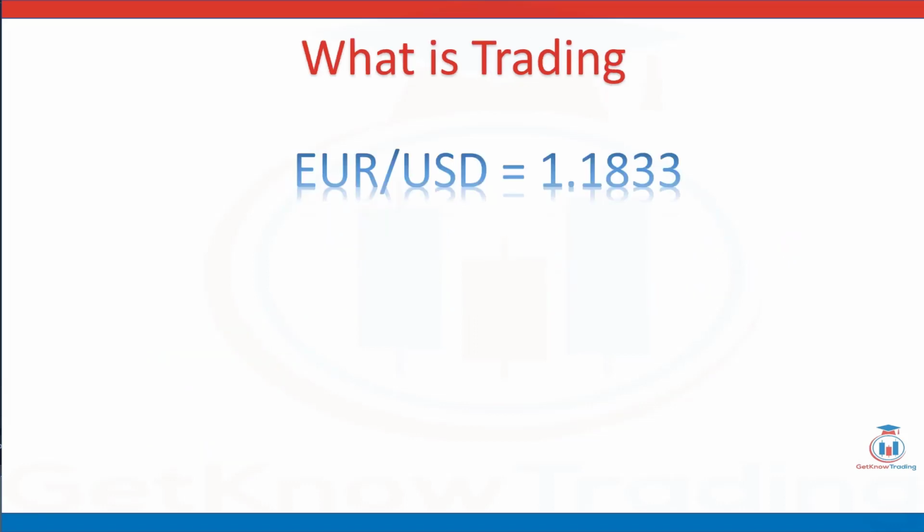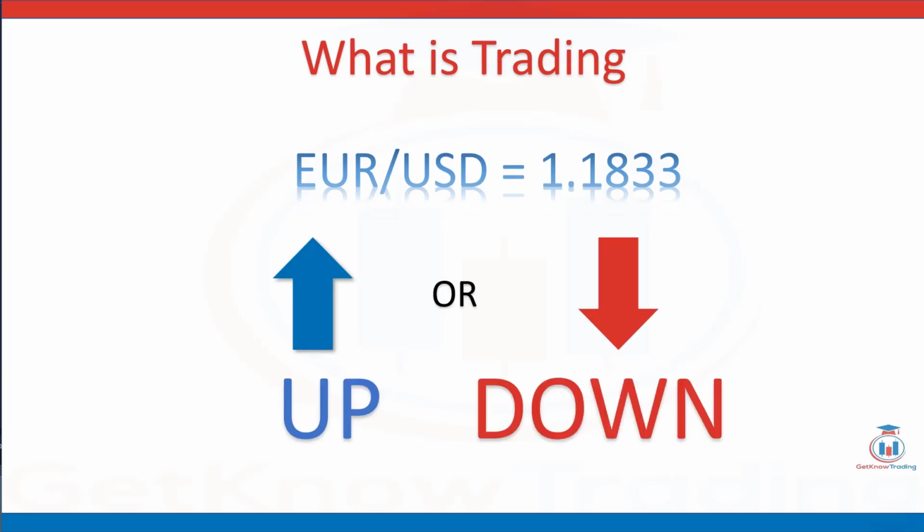I said you need to have a skill to predict where the price of a currency pair will move. Predicting means a decision: will the currency price move up or down? That means if you look at the example, Euro USD equals 1.1833, the question is, will the price of a pair rise in value, meaning going up, or will it lose its value, meaning going down? If you know that the euro will fall in value against the US dollar, you'll invest your money and predict the price of Euro USD will fall down.